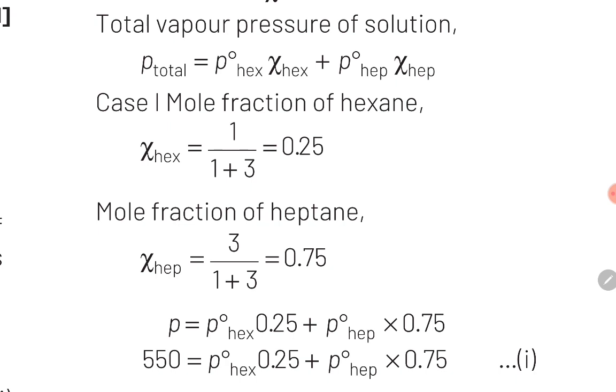the main equation, and from this we'll obtain the equation as 550 is equal to P naught of hexane into 0.25 plus P naught of heptane into 0.75. So this is the equation for the first case.